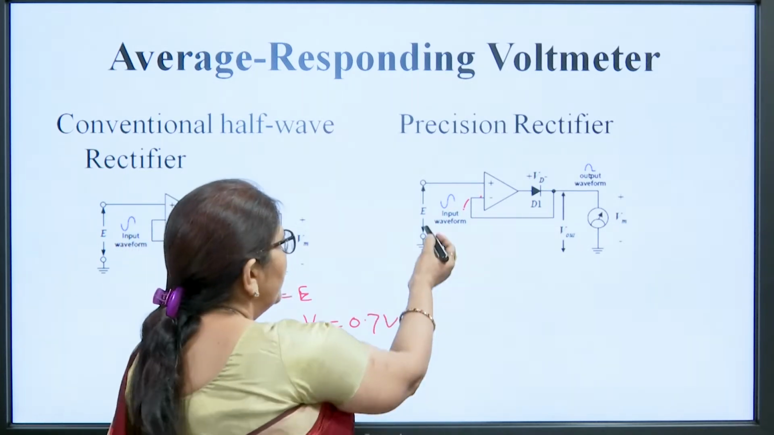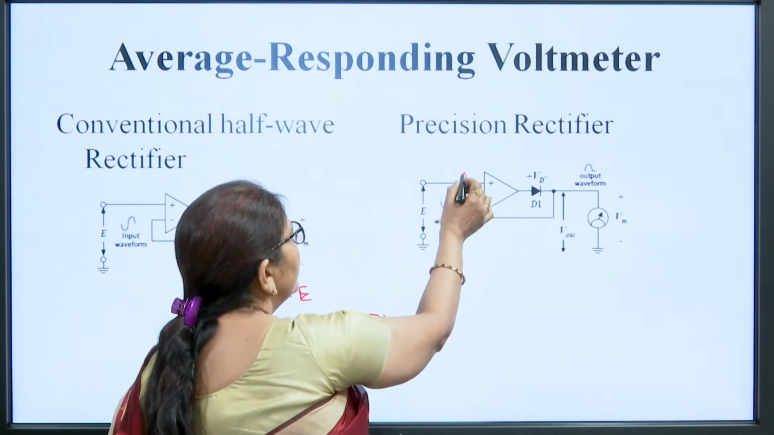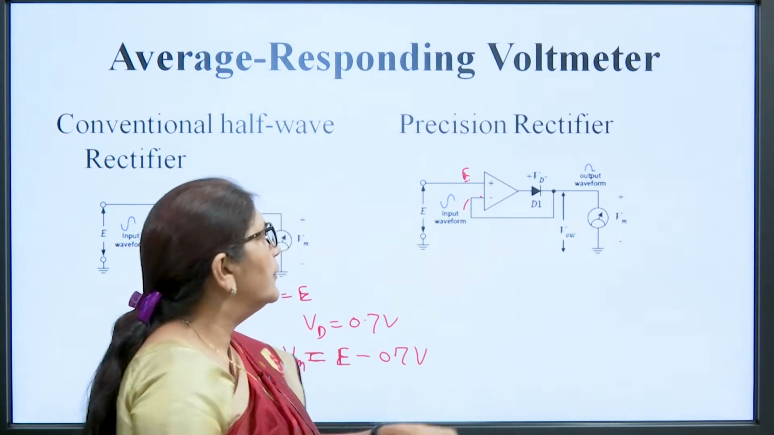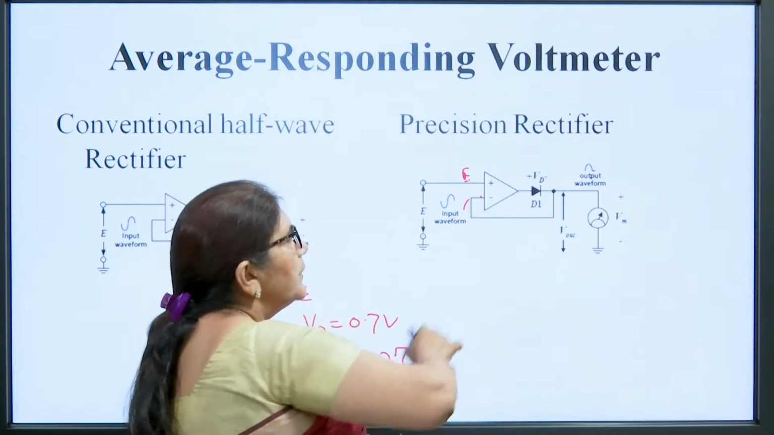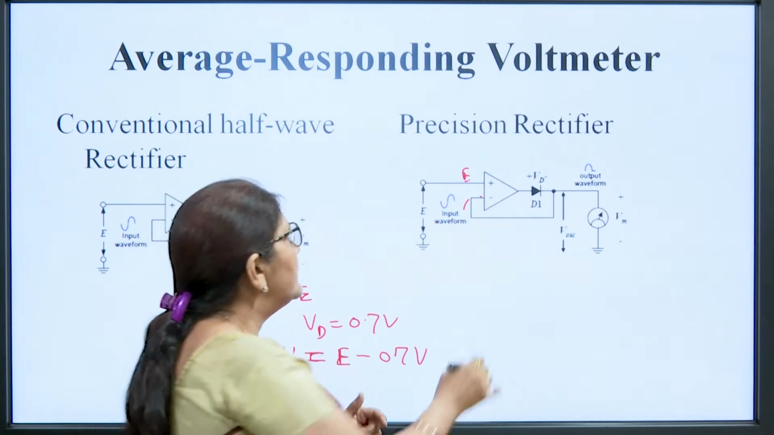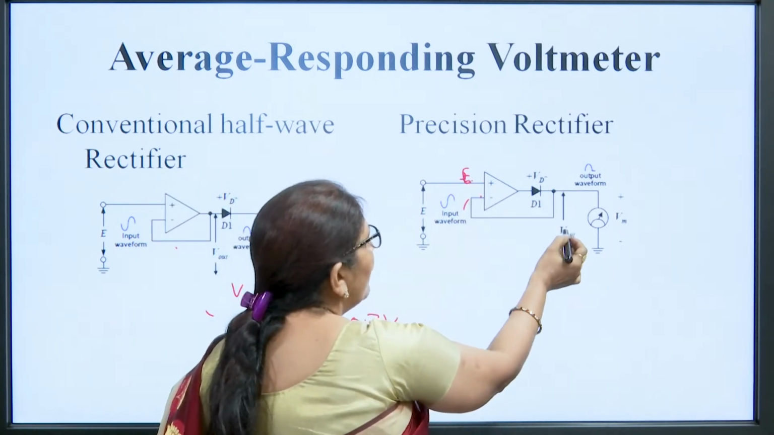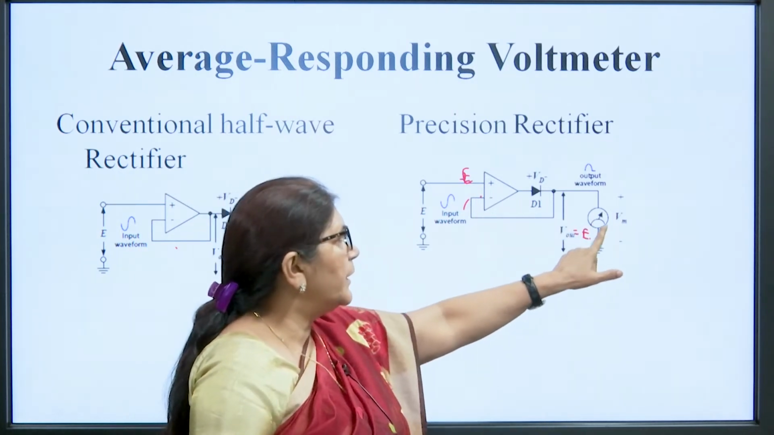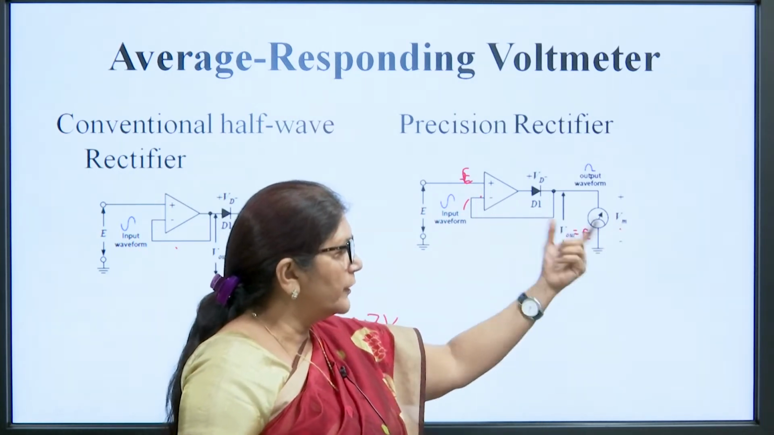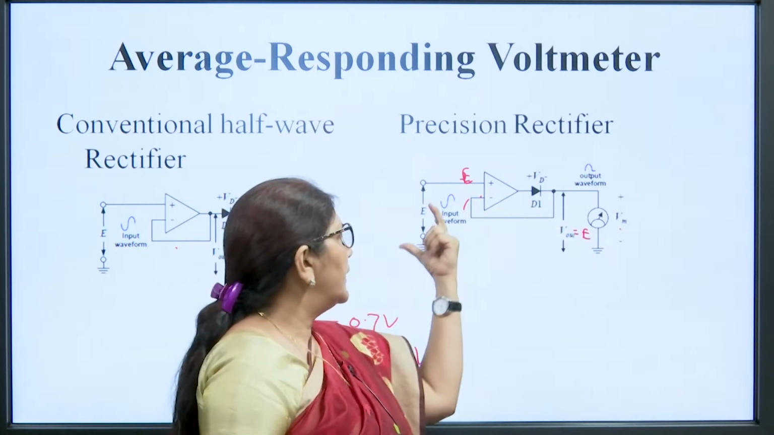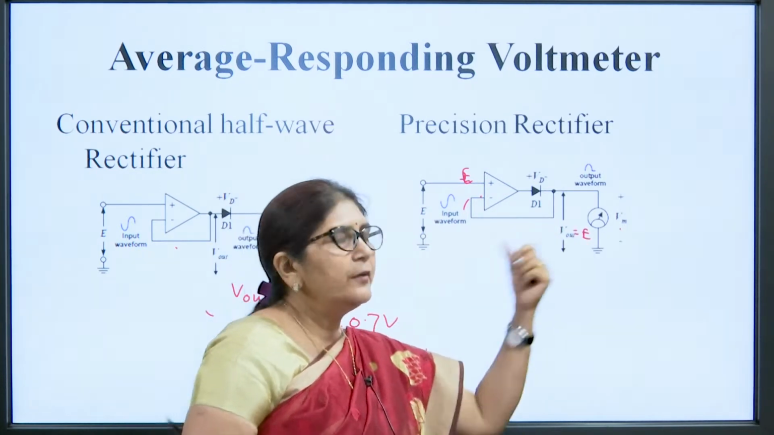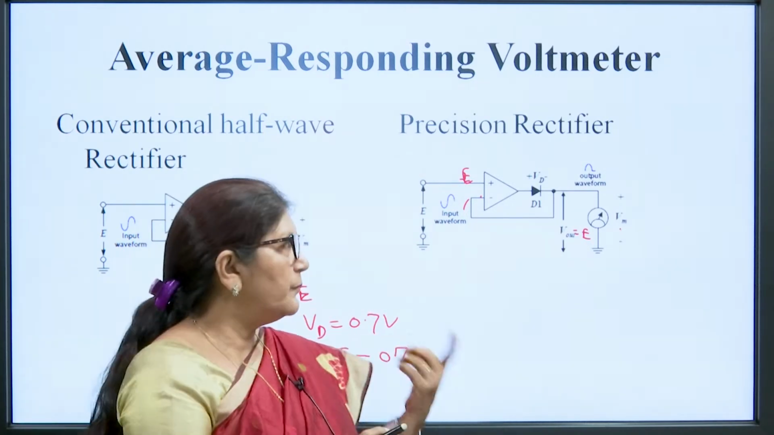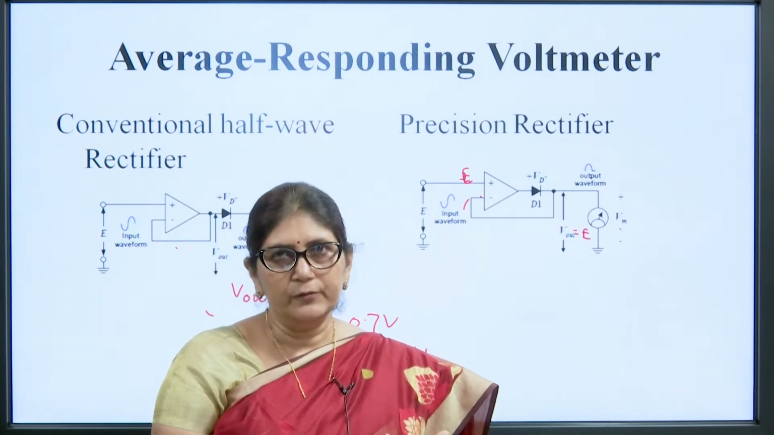Why? Because the input voltage is E volt, meaning at the non-inverting terminal the voltage is E volt. This op amp tries to keep its inverting terminal at the same potential. So, if E volt is here, the output is also equivalent to E volt. So, the voltmeter, the PMMC meter, will show the same voltage that is applied at the input, and the PMMC meter will show the exact value.